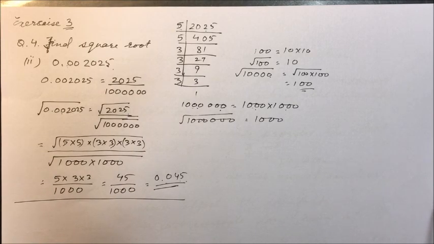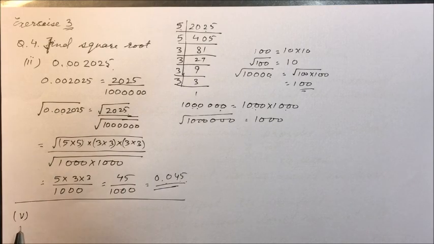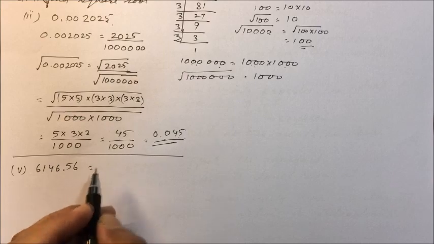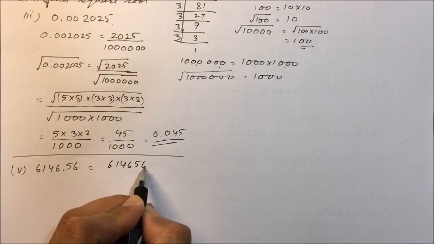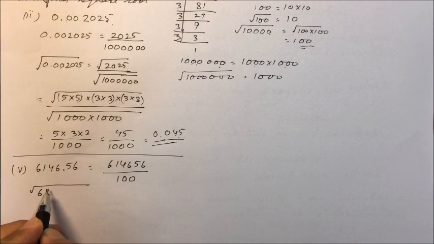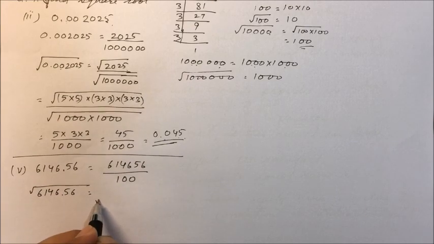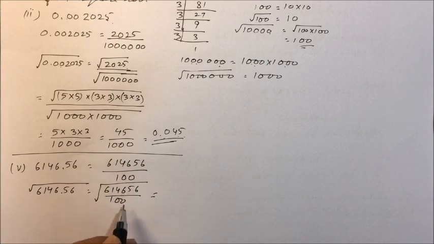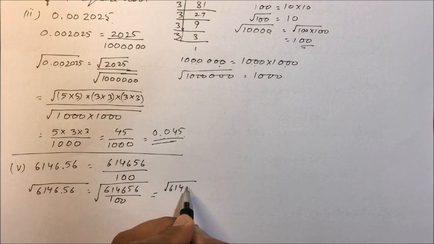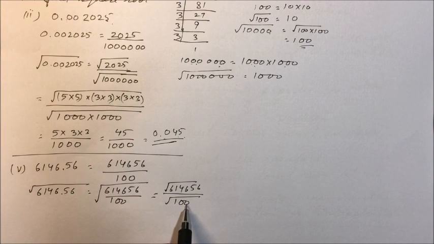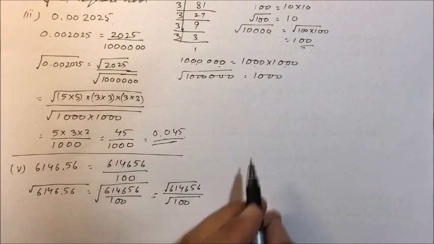Now I'll do the fifth one, 6146.56. This number can be written as 614656 divided by 100. Now the square root of 6146.56 will be the square root of 614656 divided by 100, or we can take the individual square roots: root of 614656 divided by root of 100. Root of 100 is simple, 10 will be the answer. The other we can calculate using the prime factorization method.